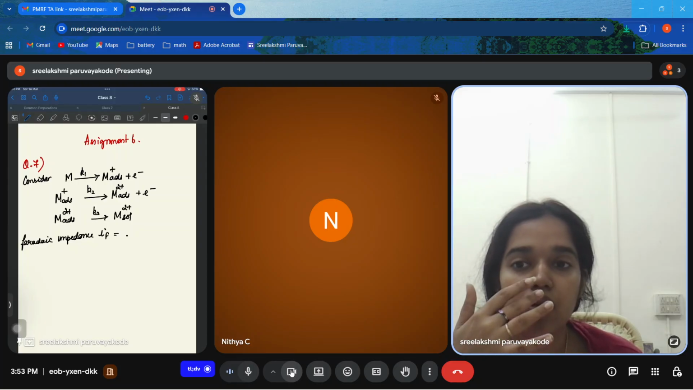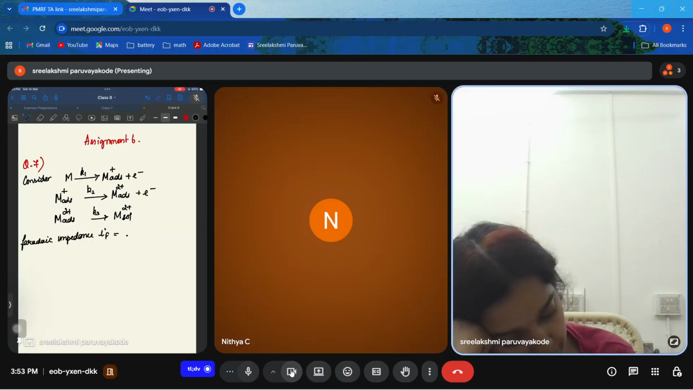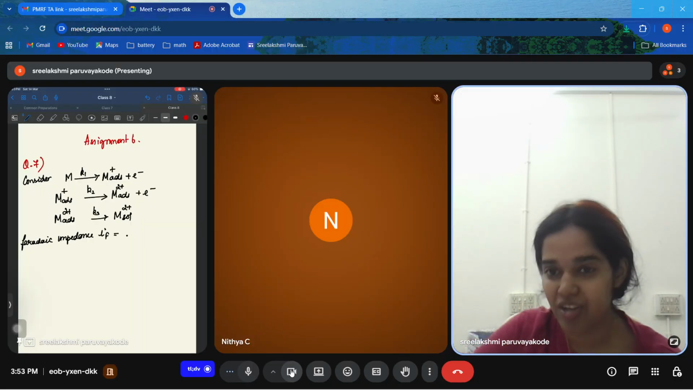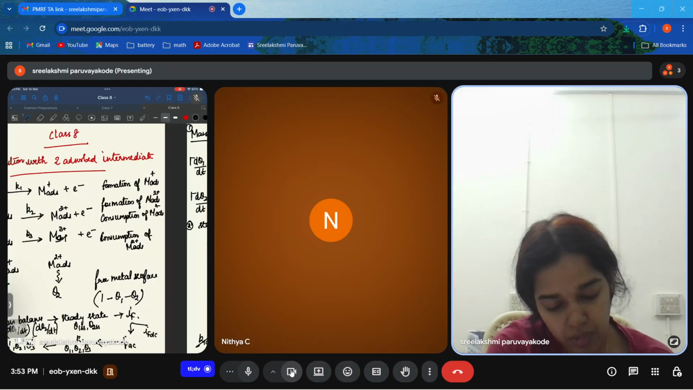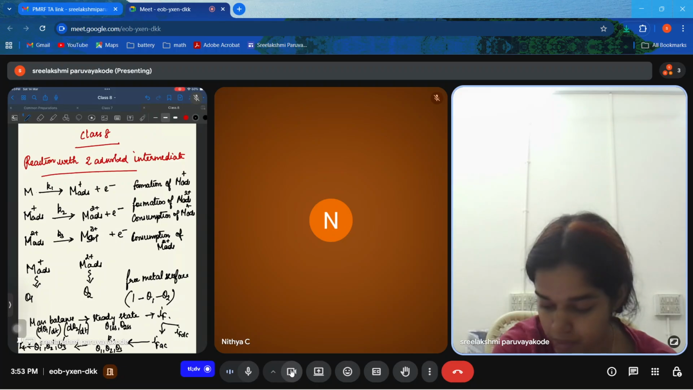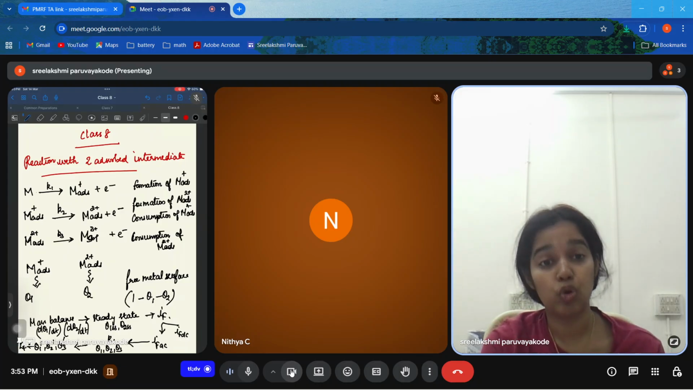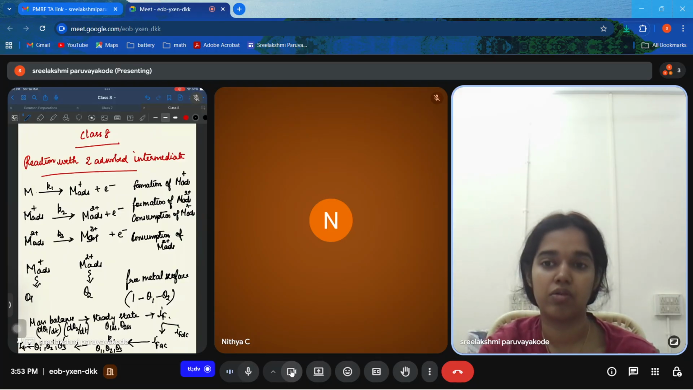Previously, we looked into the derivation, but I'll just show it again. So you see there is a difference. How is it different? Our previous case was like M gives M+ plus electron. That step is the same. The next step is M+ giving M2+ plus electron. That is also correct. The third step is a different one. The earlier equation was M2+ gives M2+ in solution. Here M2+ becomes M3+ in solution. Isn't it? So what is the difference in both of them?